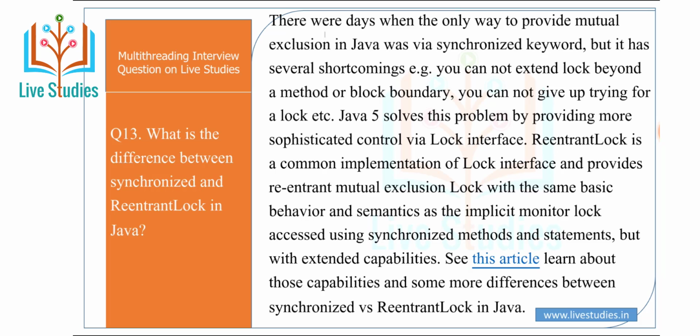Another question is, what is the difference between synchronized and ReentrantLock in Java? There were days when the only way to provide mutual exclusion in Java was via the synchronized keyword, but it has several shortcomings. For example, you cannot extend a lock beyond a method or block boundary. You cannot give up trying for a lock. Java 5 solved this problem by providing more sophisticated control via the Lock interface.